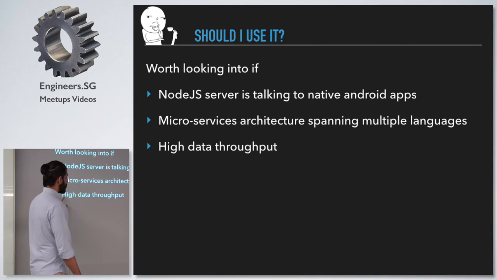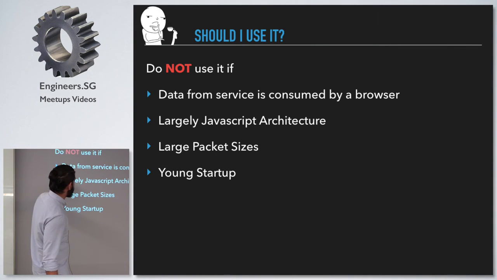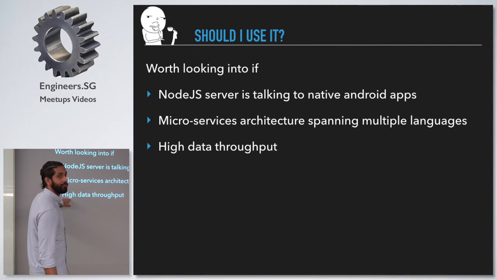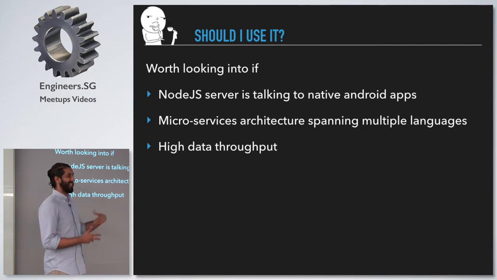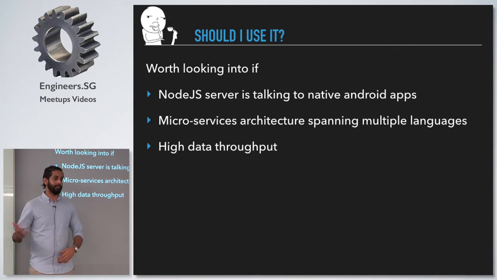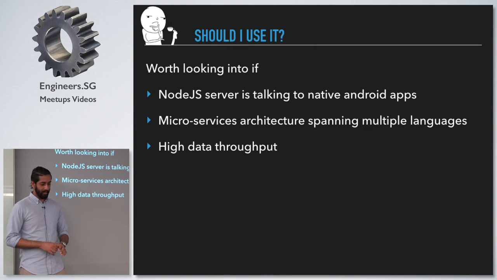And high data throughput. So this is where it's interesting, because remember how previously I said if you have a largely JavaScript architecture, do not do it? This is the only exclusion that you might have: if you have high data throughput. Because compared to XML and JSON files, protobuf is about 3 to 10 times smaller and about 20 to 100 times faster in transmission. So it might make sense, right?